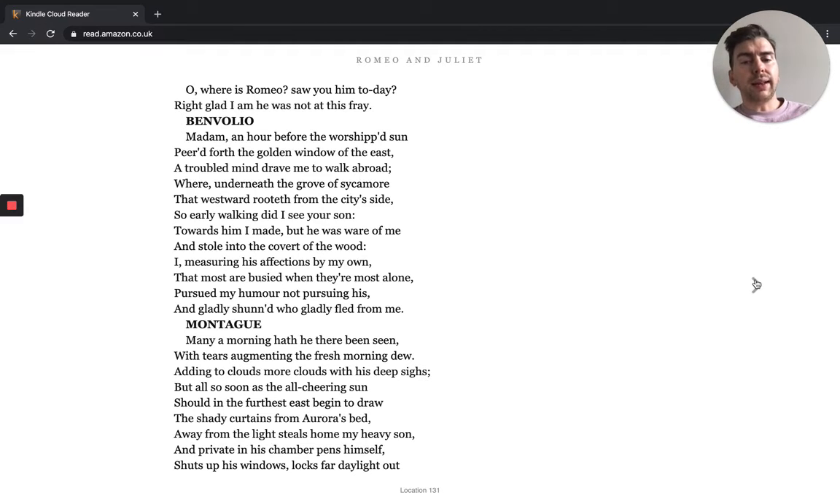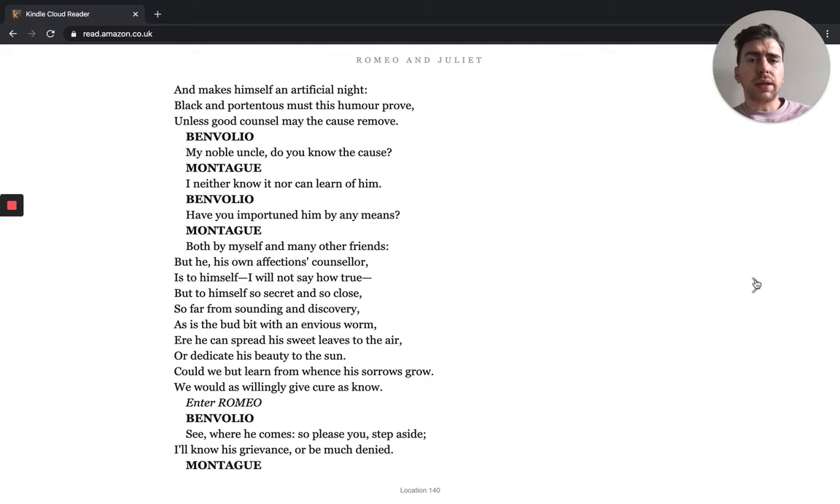Many a morning hath he there been seen, with tears augmenting the fresh morning's dew, adding to clouds more clouds with his deep sighs. But all so soon as the all-cheering sun should in the farthest east begin to draw the shady curtains from Aurora's bed, away from light steals home my heavy son, and private in his chamber pens himself, shuts up his windows, locks fair daylight out, and makes himself an artificial night. Black and portentous must this humour prove, unless good counsel may the cause remove.